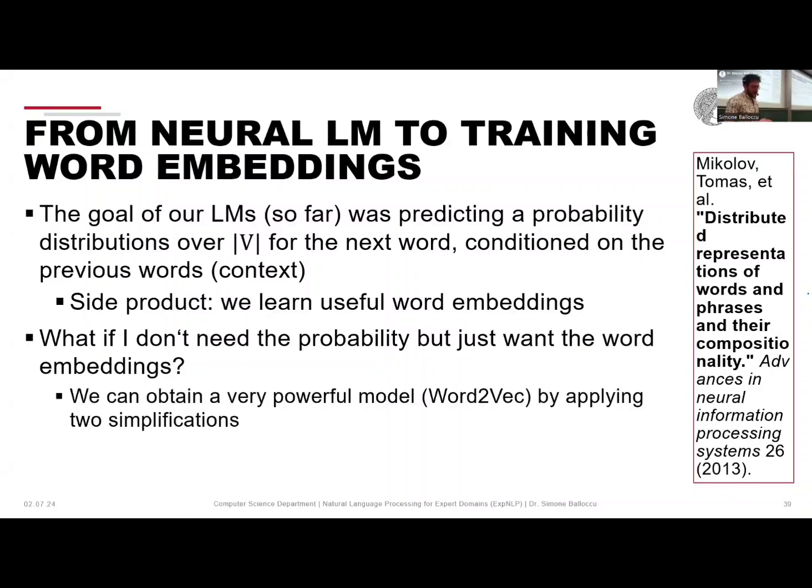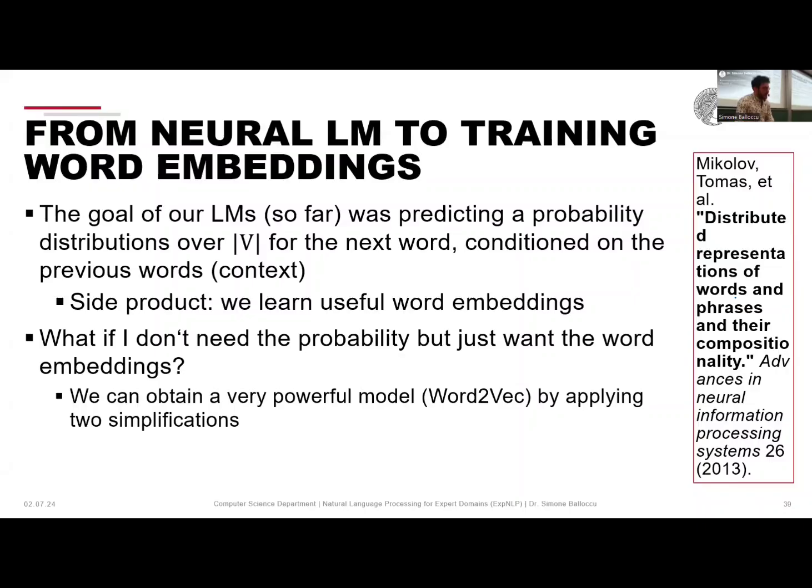We can obtain a very powerful model by doing this, which is called word2vec. It's by Google, and it's now very old, not so powerful anymore, but at the time it was like Skynet is here, like it's crazy. AI will take over the world.